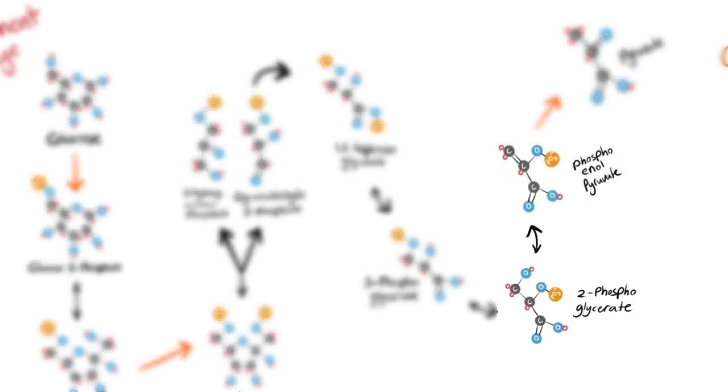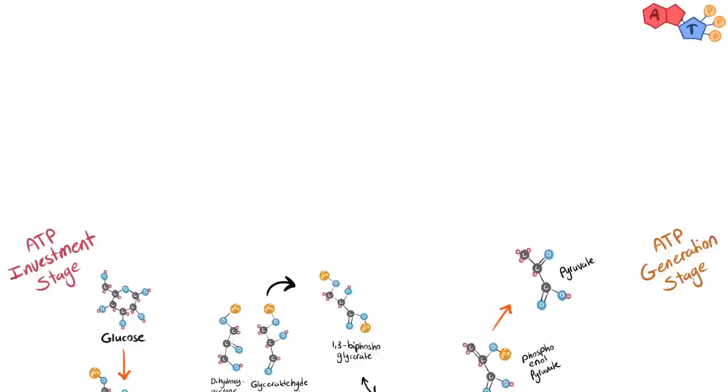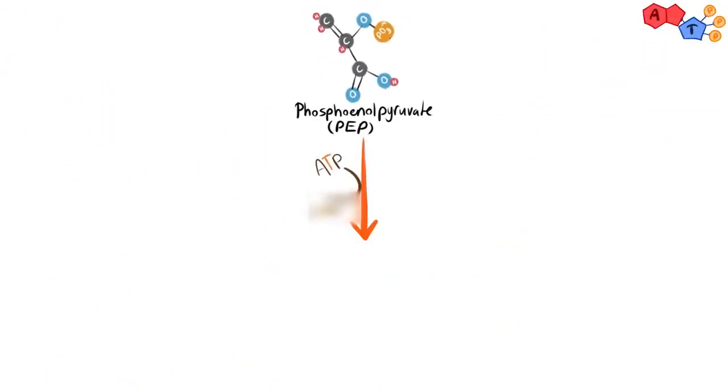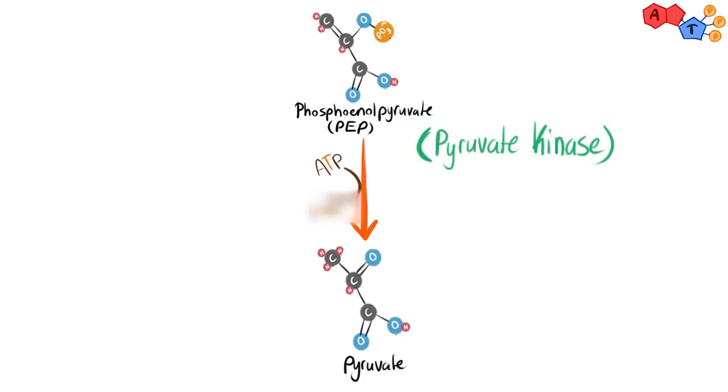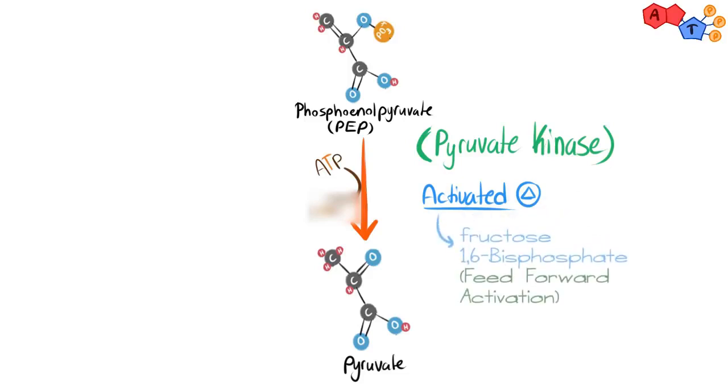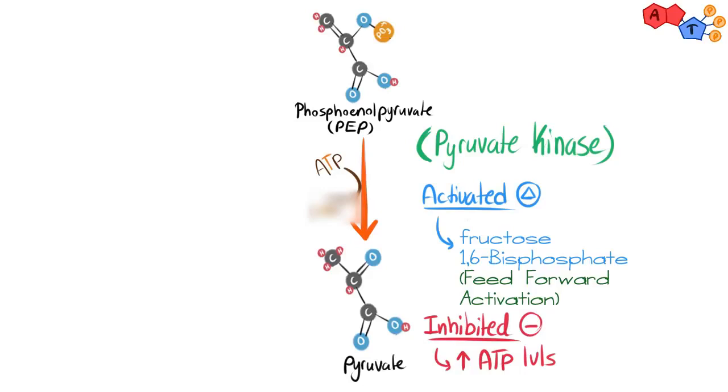Next, we'll make a phosphoenol pyruvate, an energy-rich molecule, by a removal of a water molecule. Finally, phosphoenol pyruvate will undergo dephosphorylation, donating its phosphate group to a molecule of ADP, producing a molecule of ATP. After the removal of the phosphate group, phosphoenol pyruvate will be converted into pyruvate. This reaction is catalyzed by the enzyme pyruvate kinase. This reaction is the third regulated step of glycolysis. It is activated by fructose 1,6-bisphosphate, a mechanism called feed-forward activation, and inhibited by increased levels of ATP.